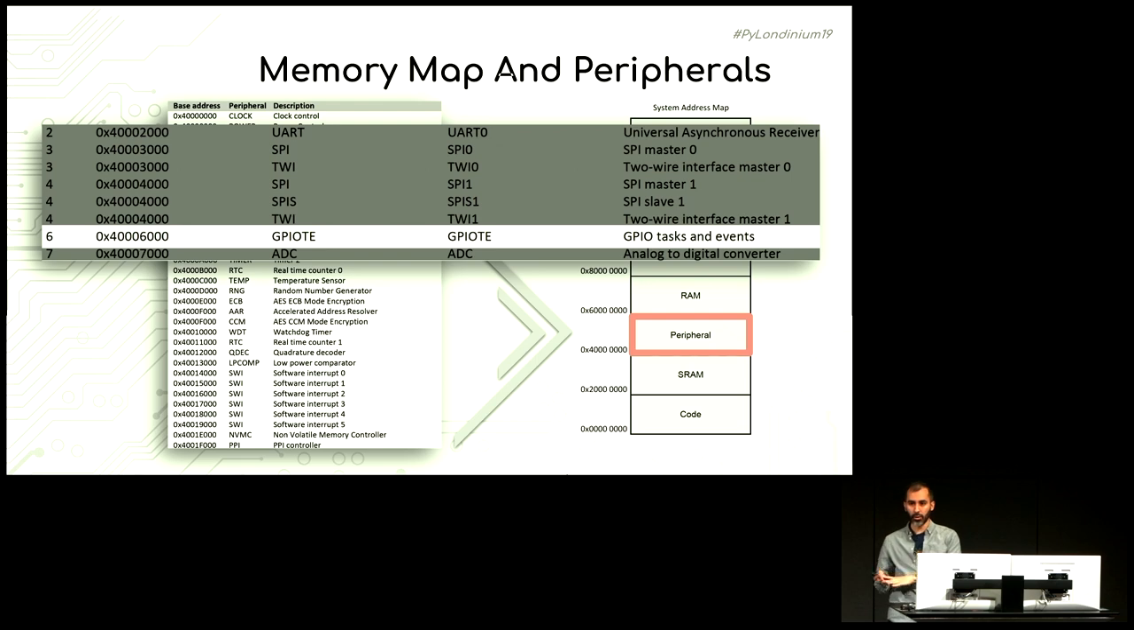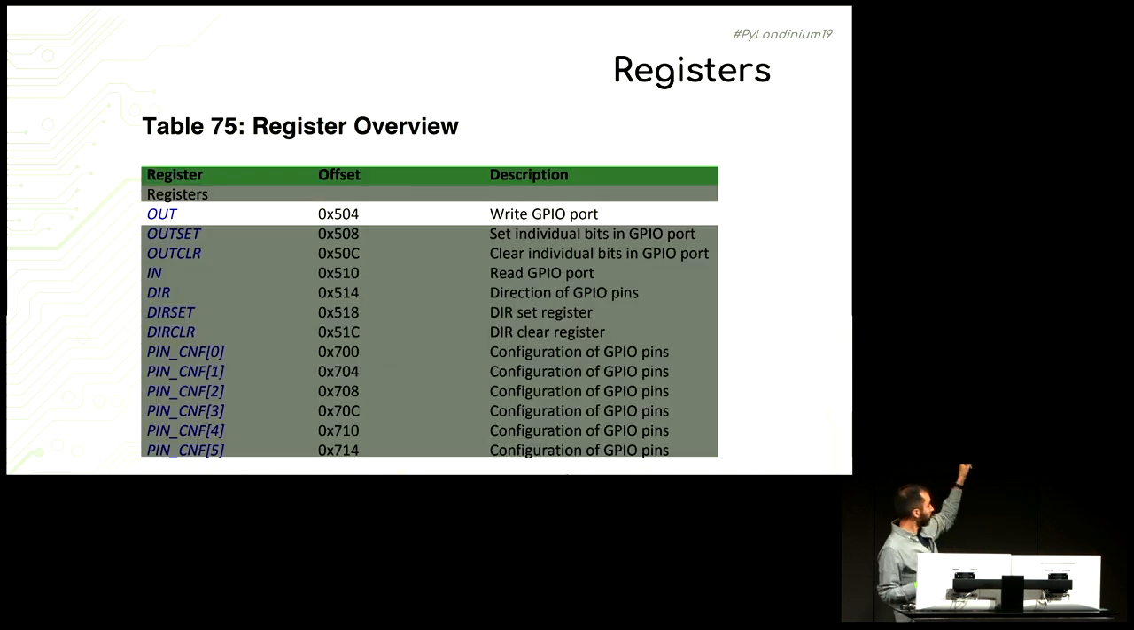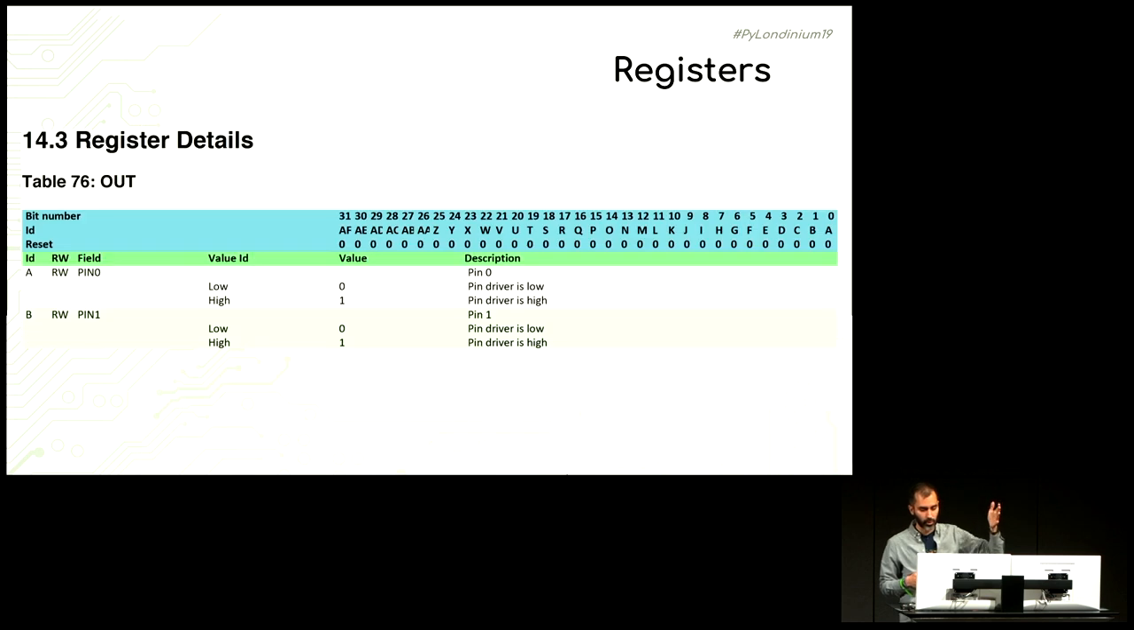Let's say you want to connect an LED to your board and turn it on and off. We look into the documentation for this peripheral, and we find a table like this. This is basically a register table. Each one of these registers, you can think of as a word in memory that can do something with hardware. We'll have a look at the first one, and we go into the documentation. And this time, we find another table.